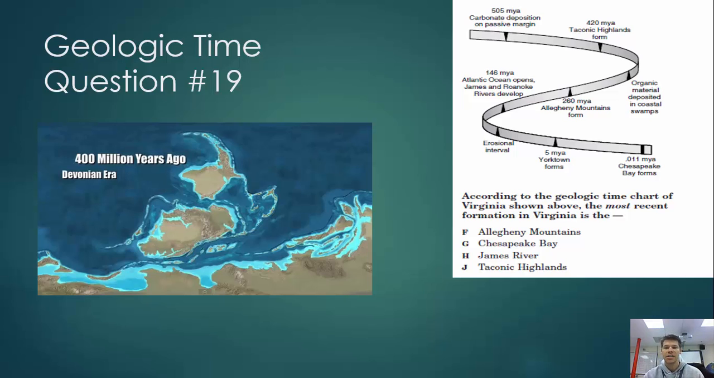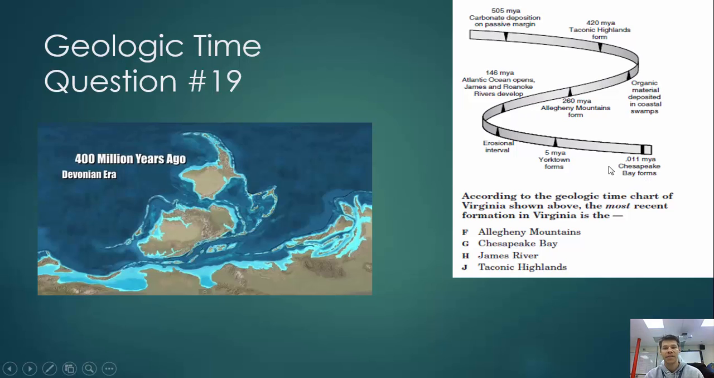According to the geologic time chart of Virginia shown above, the most recent formation in Virginia is the... So, all you really have to know is what MYA means. And if you didn't catch that, then you probably had a hard time with this question. But MYA means million years ago. Like this is a picture of the Earth 400 million years ago in the Devonian period. You can see the continents are in very radically different places than they are now. So, most recent, there's 505 million years ago, 420 million years ago, and you can tell this is kind of going in a linear order.